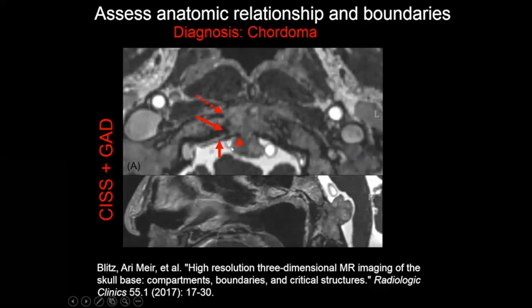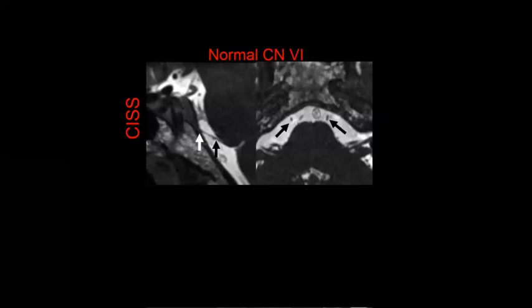So this is an example of how this technique can be used to assess the detailed anatomic relationship of masses to boundaries, in this example in the region of the skull base, but it can be used in an analogous fashion in other regions as well. This is the next case.